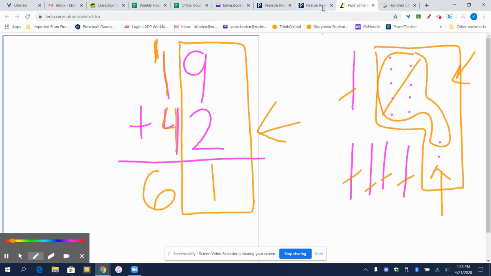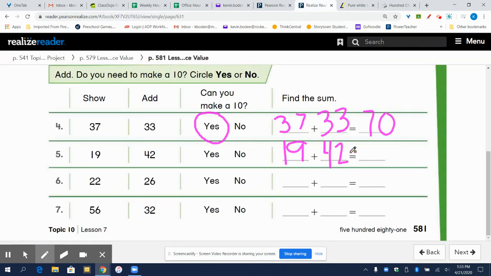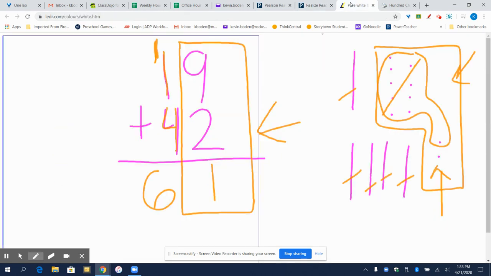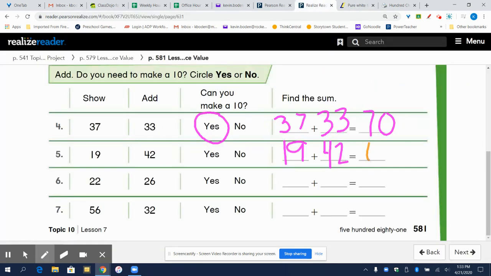I know that's a little bit confusing because it's our first time doing second grade work, but that's what we're going to work on right now. So 19 plus 42 equals 61. I'm going to write down 61, and I'm going to let you try number 6 and 7 independently. That means all by yourself.